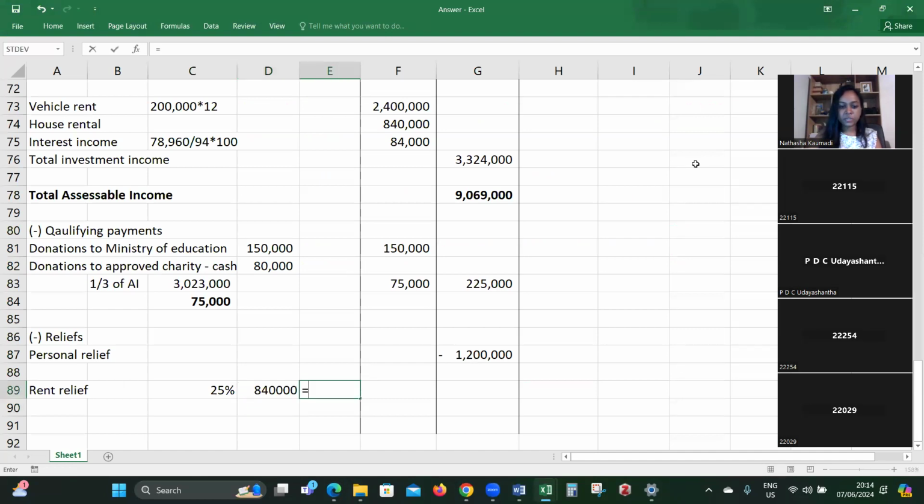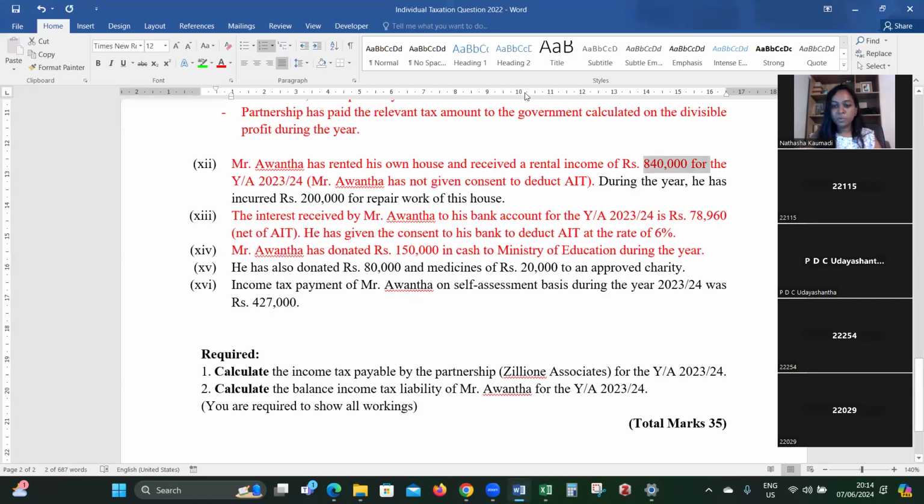So what is that actual amount? 840,000 multiplied by 25% means 210,000. Now, the part we missed here. During the year, he has incurred 200,000 for repair work of this house.